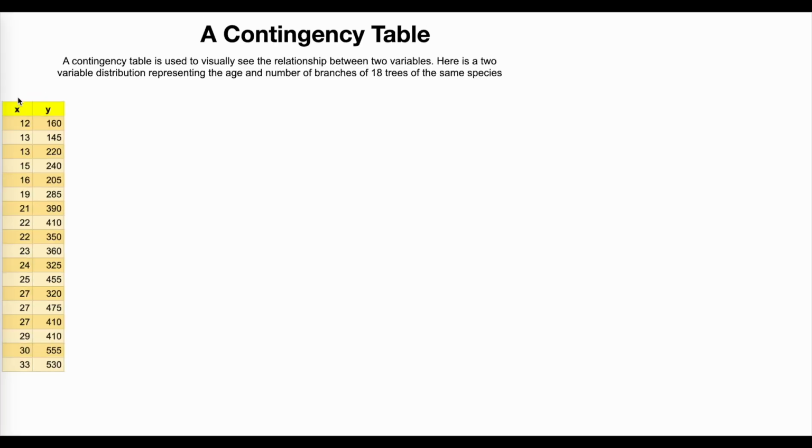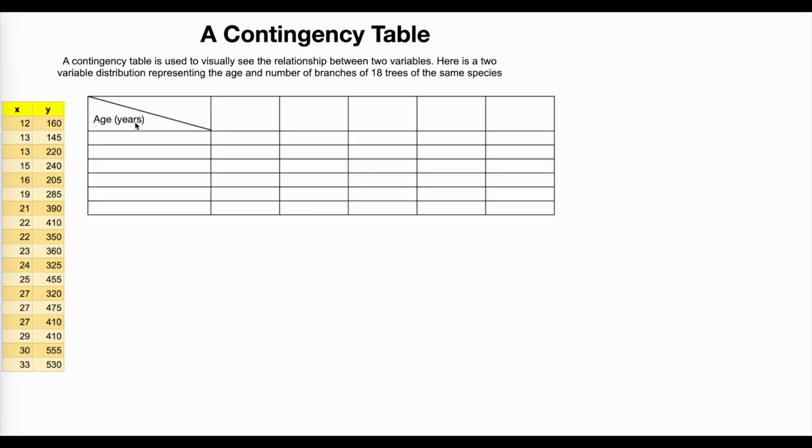X is the age of the tree, Y is the number of branches. The age in years. We're going from the age in years. The lowest value we have is 12. The biggest number we have is 33. You always want to go up by ones, twos, or fives, or powers of 10 times that: 10s, 20s, or 50s, or 100s, 200s, 500s. You don't want to go up by threes, you don't want to go up by fours, you want to go up by ones, twos, or fives. We're going up by fives.